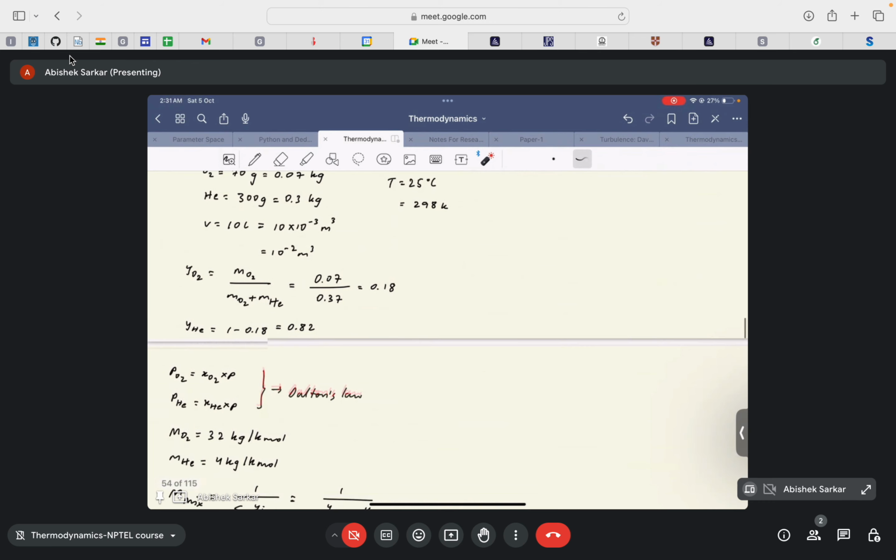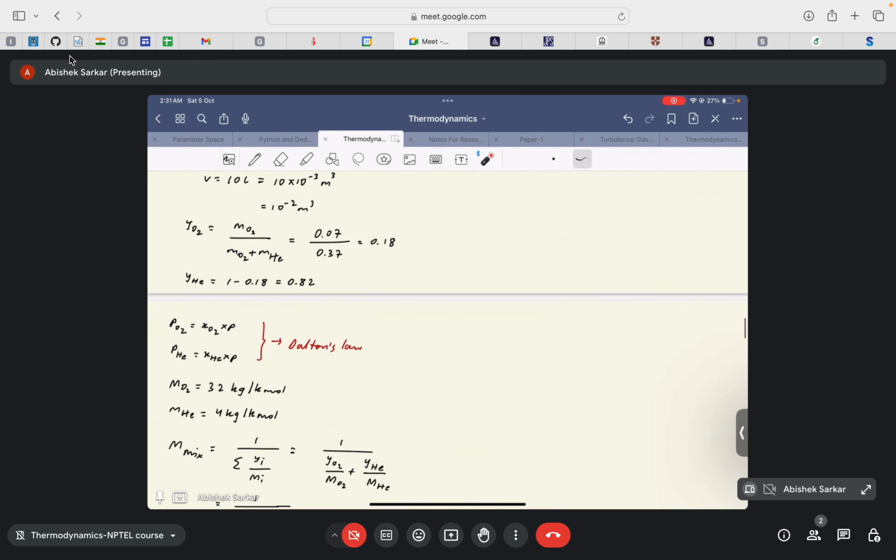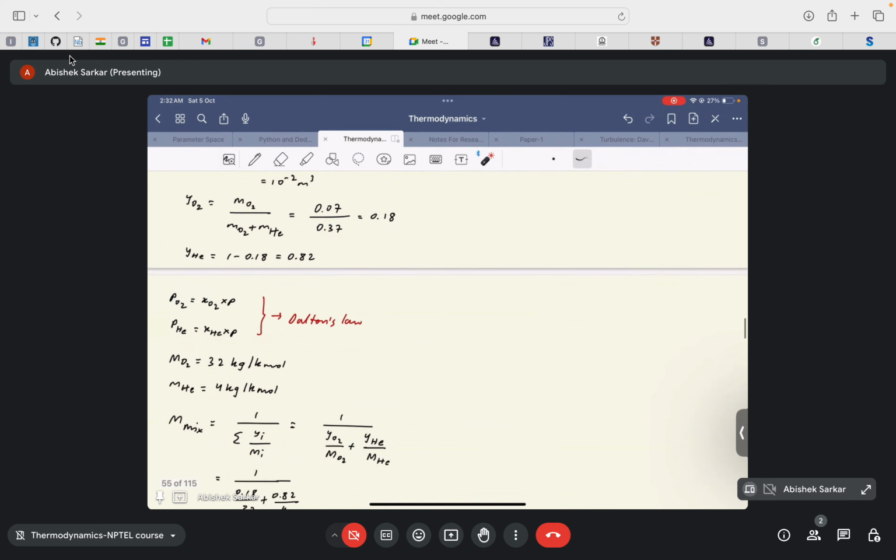Now from Dalton's law we know that PO2, the pressure exerted by O2 only, is equal to the mole fraction of O2 times the total pressure exerted by the mixture, and these two things we do not know right now. Similarly, the pressure exerted by helium is equal to the mole fraction of helium times the total pressure exerted by the mixture, and this can be derived from Dalton's law of partial pressure. We know that the molecular mass of oxygen is 32 kg per kilomole and the molecular mass of helium is 4 kg per kilomole. So let us go back.